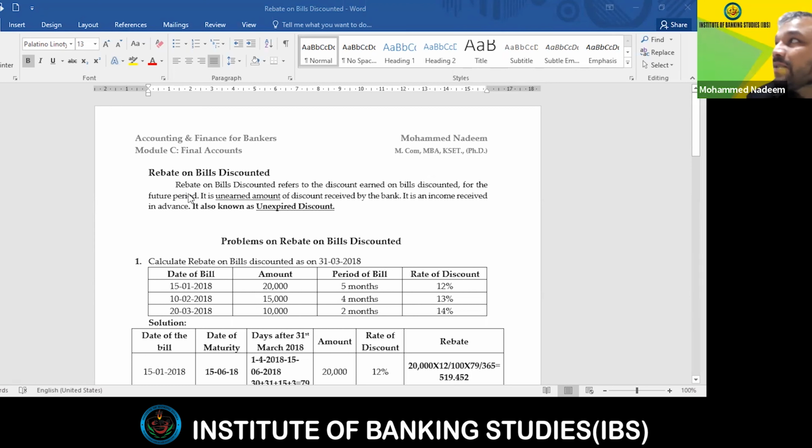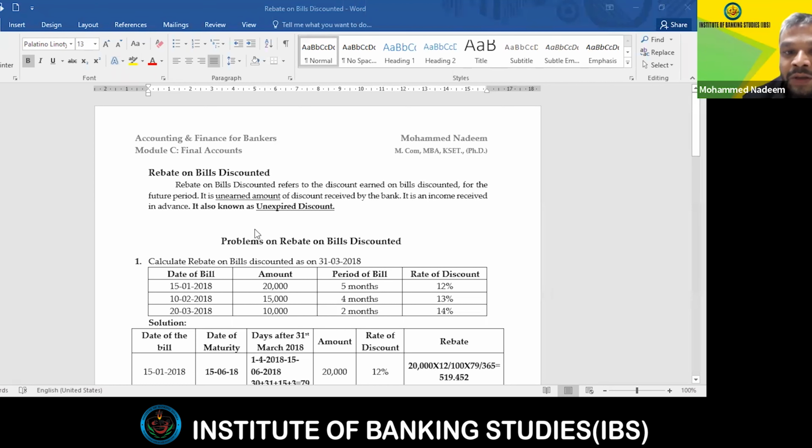What it says is rebate on bill discounted refers to the discount earned on bill discounted for the future period. So the bill is getting mature in the future. And it is unearned amount. Why is it called unearned? In the sense we didn't earn it on the day of closing the financial statements. So it is called unearned amount of discount received by a bank. It is an income received in advance. Any income which is received in advance is called a current liability for us. And it is also known as unexpired discount. Any problem in this now, rebate?